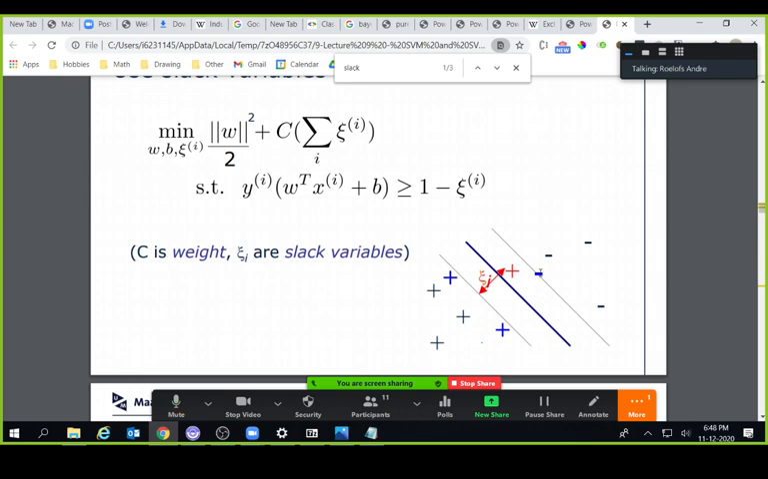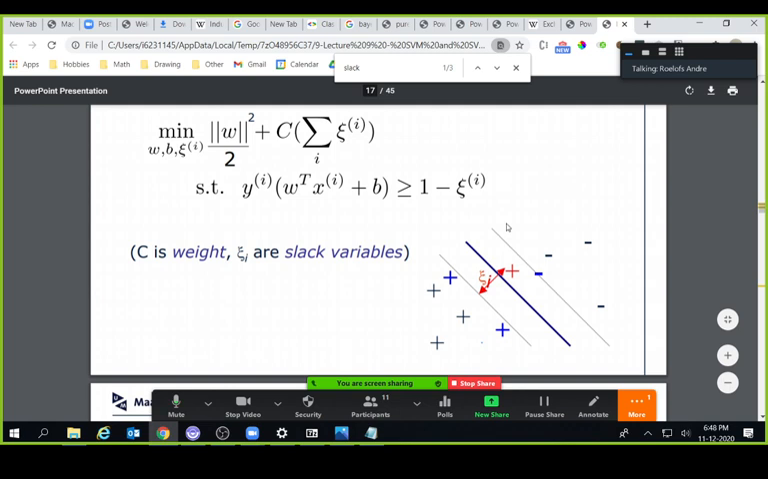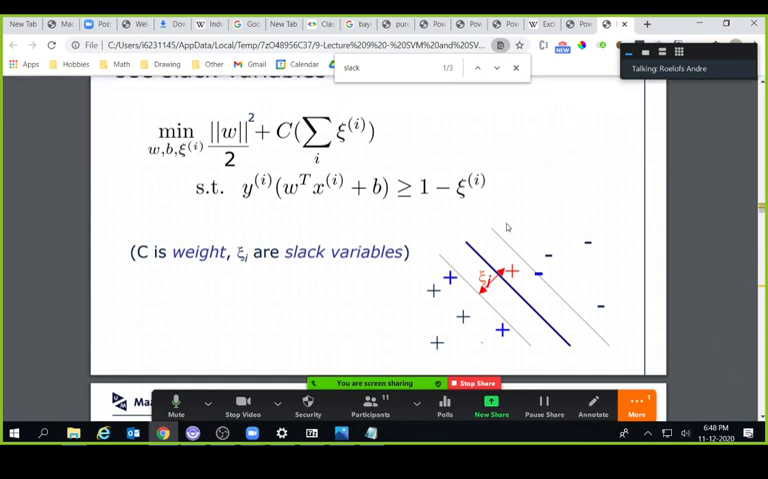We could just use the slack variable to move all the other examples to that line, and then we create the widest margin by that. So basically, if we have a problem with creating the widest margin, then if one data point creates a problem of creating the widest margin, we just don't consider that data point. Basically, I mean we do consider it, but we move it by using the slack variable. It's the slack variable that moves it.